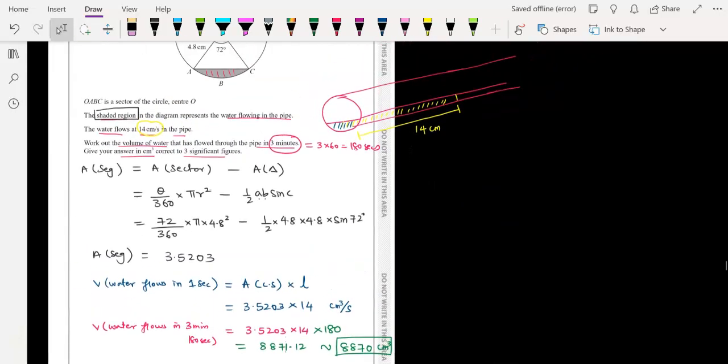So in this question, first step is to find the area of the segment. Once you know the area of the segment, the speed tells you the length of the water column. So when you multiply the length of the water column with the area of the segment, that gives you the volume of water that flows in 1 second. And to get the amount of water flowing in 3 minutes, multiply by 180, you get your final answer.